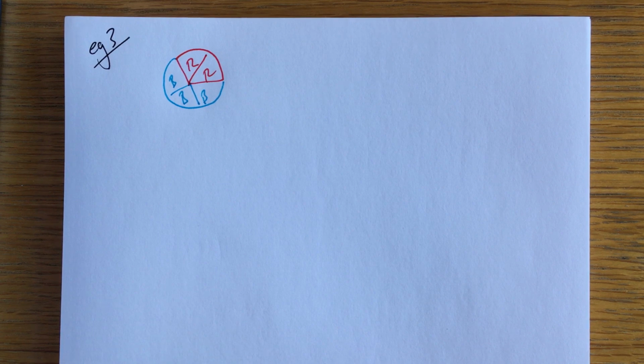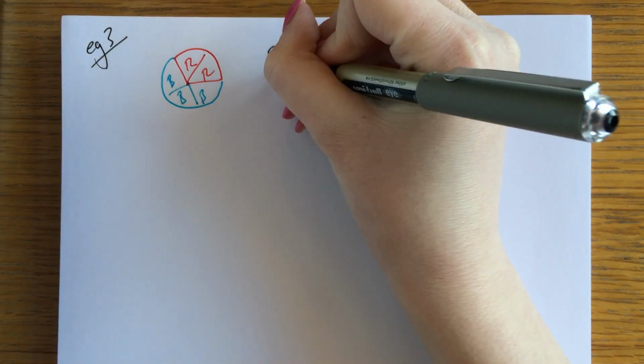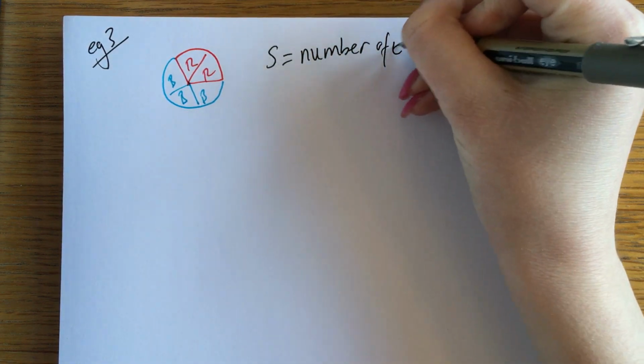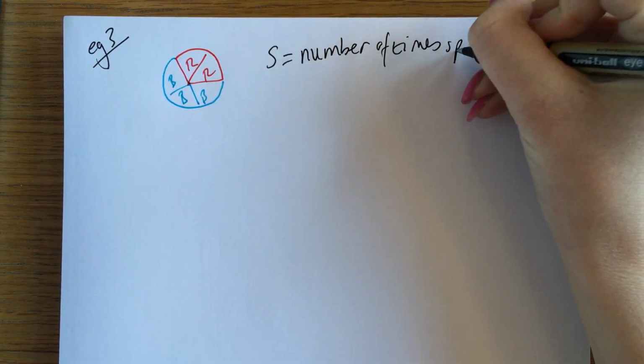So the first thing we need to do is we need to actually write down our outcomes because S is the number of times the spinner is spun.